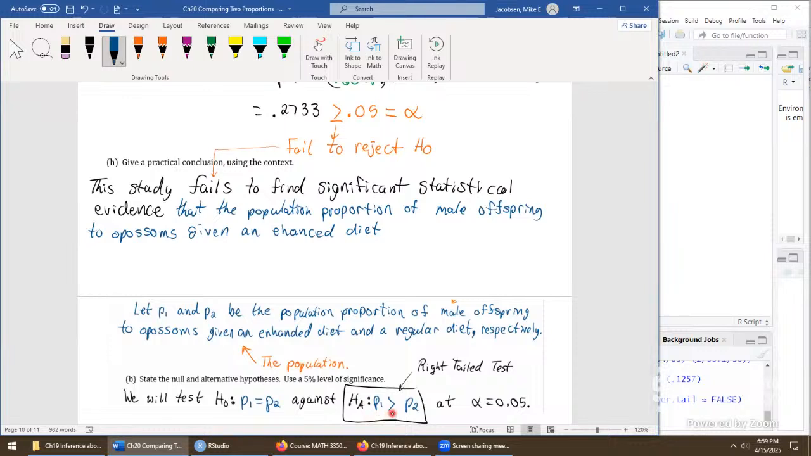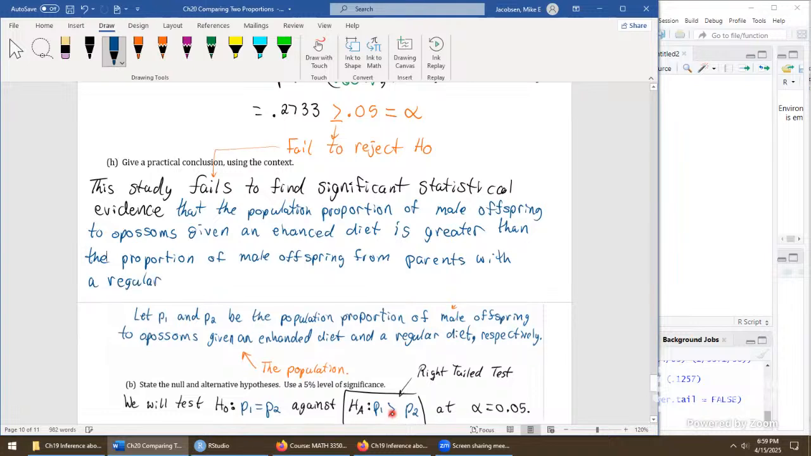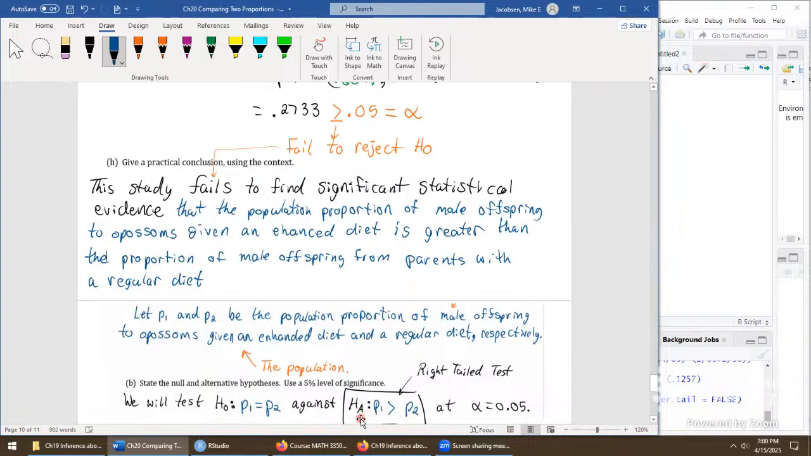Now we'll say is greater than, we're just directly reading this out, is greater than the proportion of male offspring from parents with a regular diet. My hand is actually getting tired at this point. Okay, so we read out the alternative hypothesis.